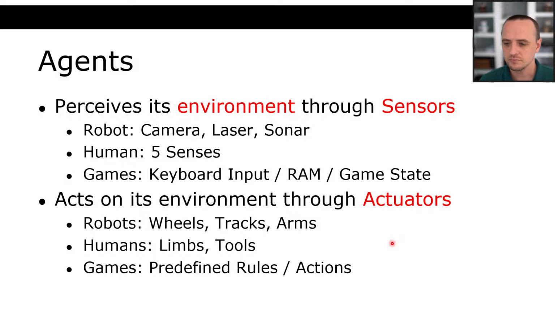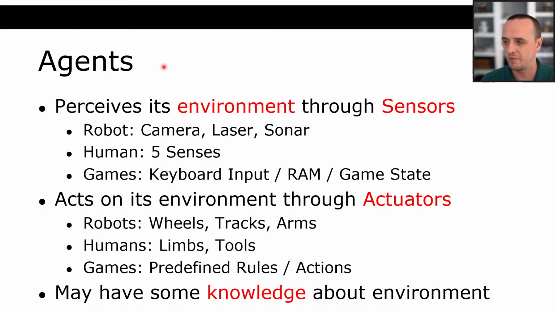And also, the agent may have some sort of knowledge about its environment. It may know the actions that are legal. For example, if we play chess, it might know it's probably not a good idea to move this piece first, right? Or if you're playing StarCraft, maybe you don't want to attack your own units. Maybe that's not very good. So we may have some knowledge about the environment, or not. We may be just acting sort of at random, trying to observe what our actions do.